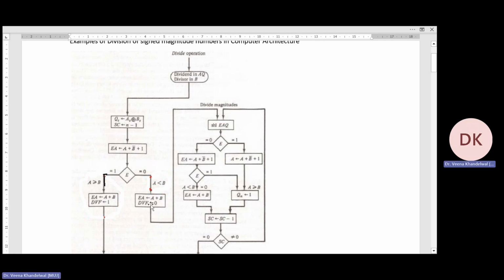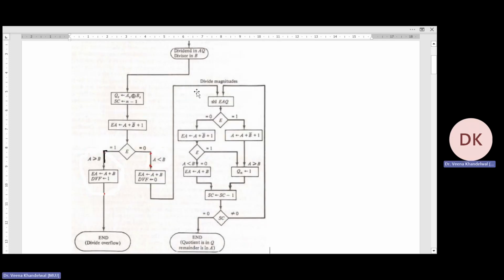So if there is no divide overflow, then we first of all perform shift left of the three variables E, A and Q, where E is the bit of the accumulator where we store the overflow, called the extended accumulator bit, and in A and Q we store the number. Now after performing the shift left, depending upon whether E is equal to 0 or E is equal to 1, we follow the path.